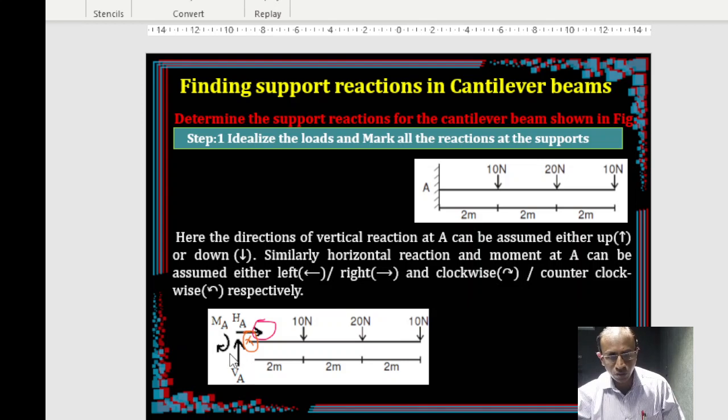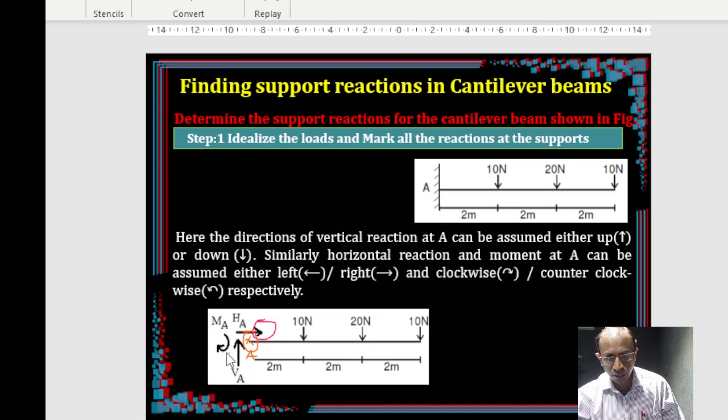So VA will not create any moment. MA is directly a moment, so I have to take that. So MA is acting in what direction? You are here, right? So at the point A, we have to consider all these directions. So I am at A. This is my A point. So for A point, what direction is this? Clockwise. So MA will be positive.